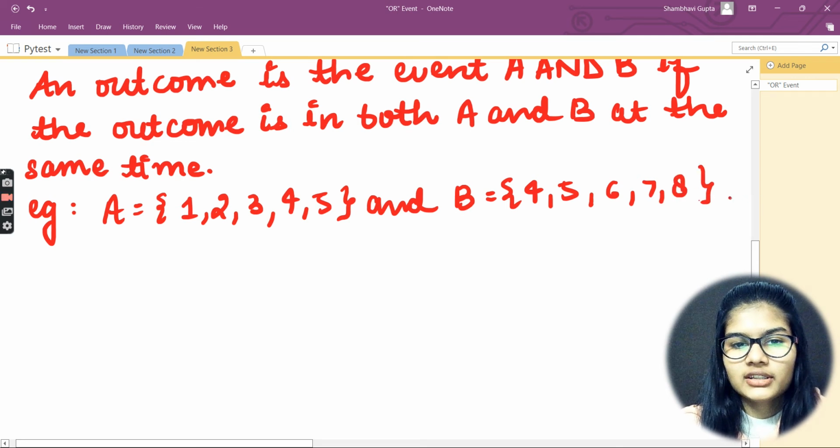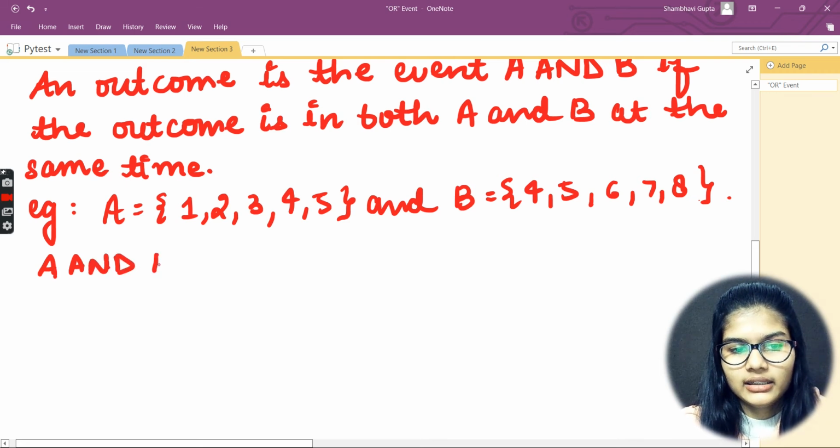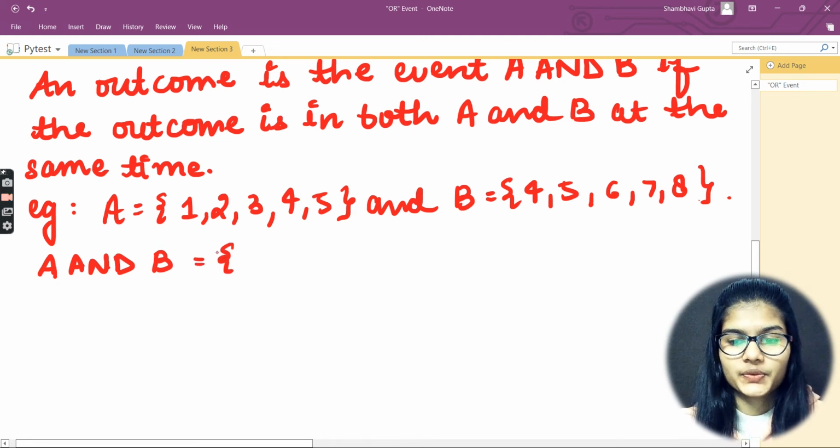Okay, so now into this, if I have to write A and B, A goes here and this is B, if I have to write that out, how will I be writing? I'll be writing whatever the common numbers I am having in both of the lists, whatever the common outcomes I am having in both of the events, I'll be writing those.